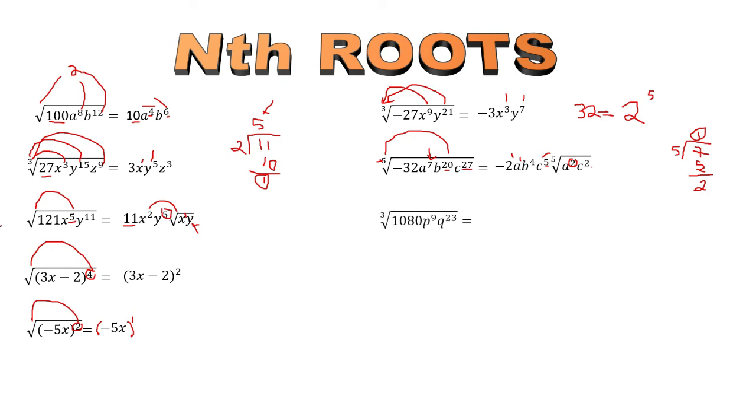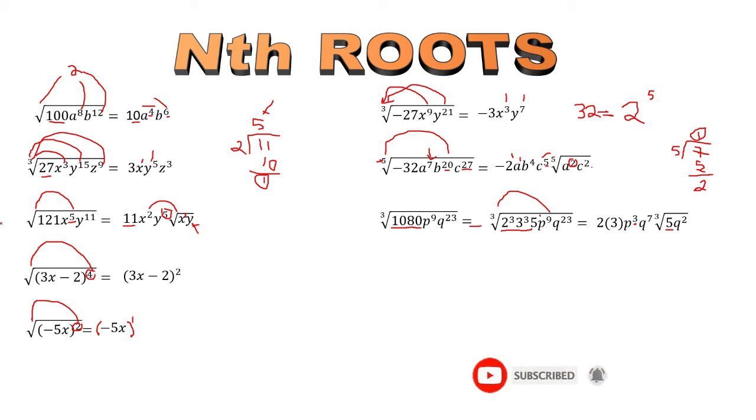Another example. You do the prime factorization of 1080. If this is the prime factorization, now 3 divided by 3 is 1, 2 to the 1, 2 outside. 3 divided by 3 is 1, 3 outside. And a 5 with exponent 1, you cannot divide it. That's the reason the 5 is inside. 9 divided by 3 is 3, 3 outside. 23 divided by 3 is 7. 7 times 3 is 21, and 2 is 23. Okay?